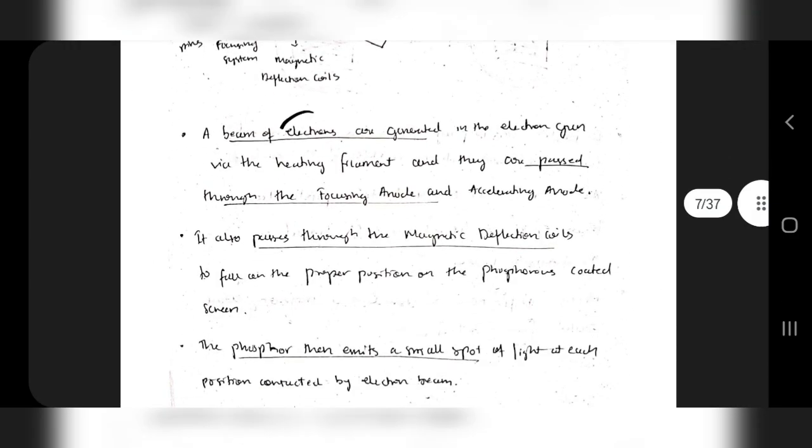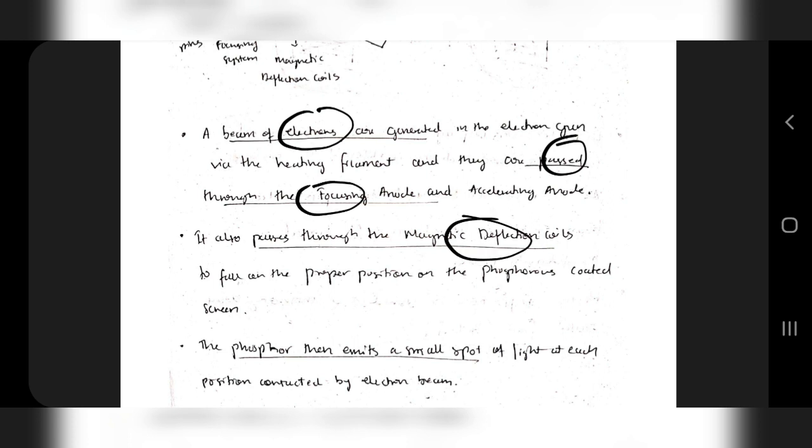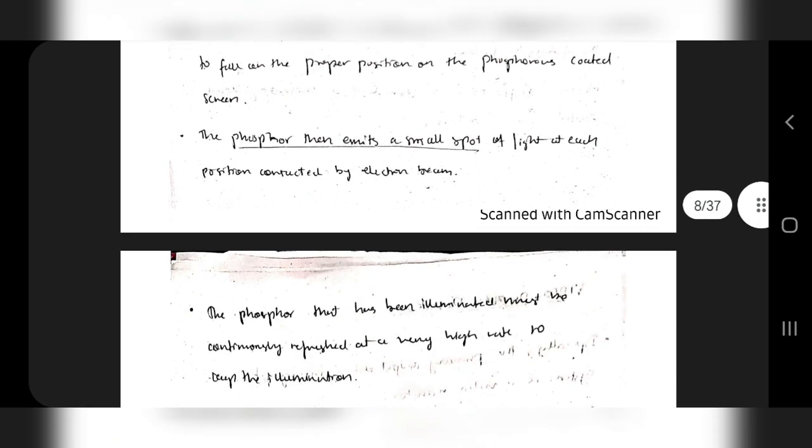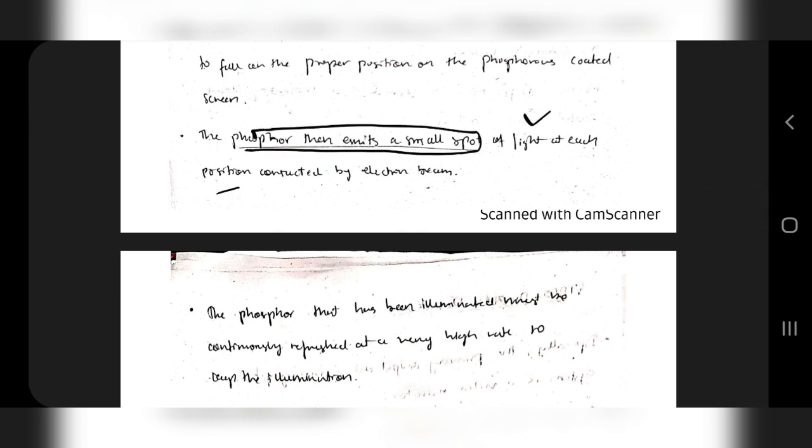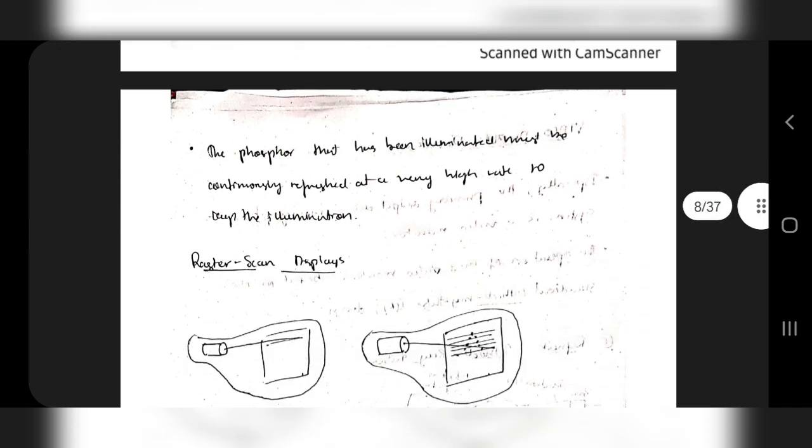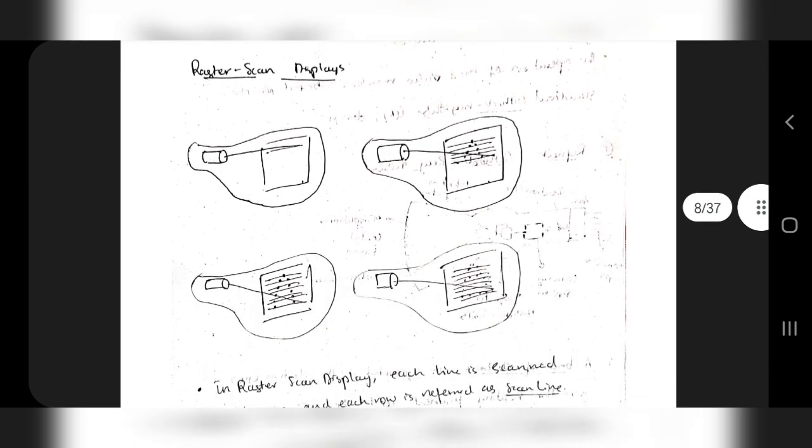A beam of electrons is generated and passed through the focusing anode to set the direction, and the magnetic deflection coils also set the direction, and the phosphorus then emits a small spot of light at each point struck by the electron beam. Wherever the beam hits, at that time the small light of illumination is seen. Okay, that's the main working.